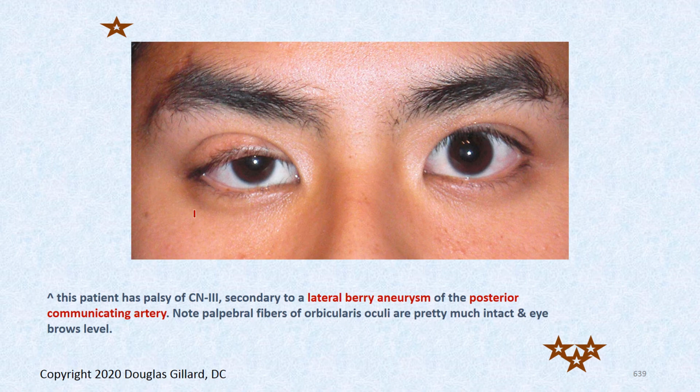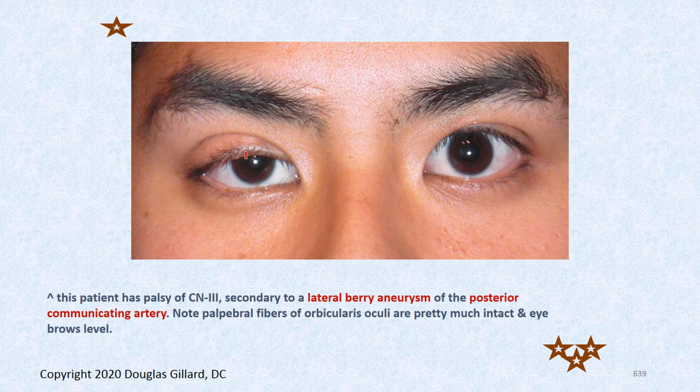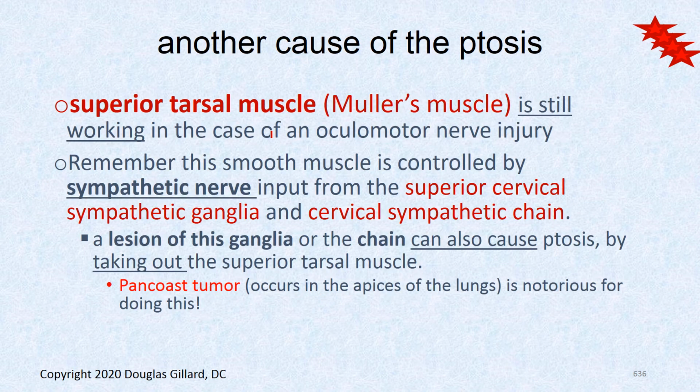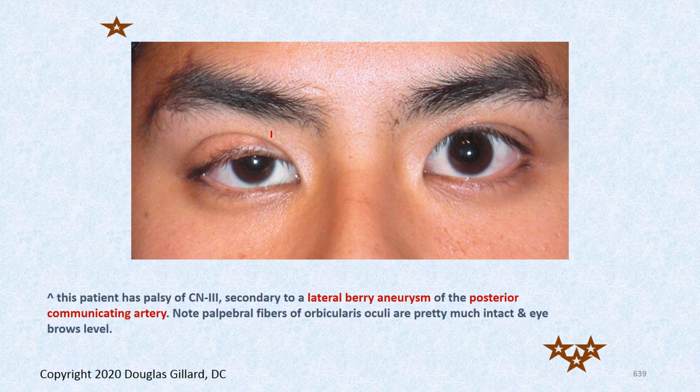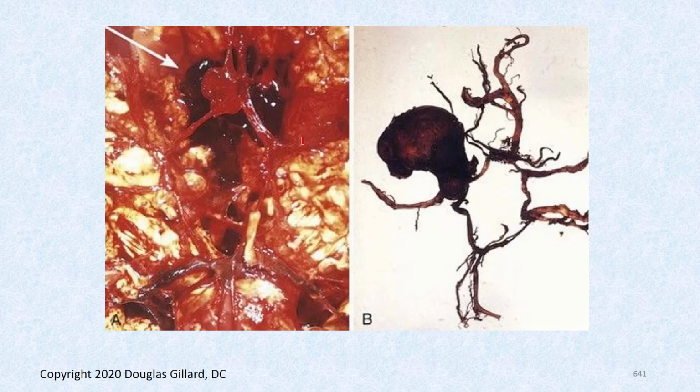Here's another slight ptosis. So this is a Berry aneurysm patient. See, it's not nearly as bad as that, the brow ptosis from cranial nerve 7. Why? Because only levator palpebrae superioris is affected here with this one. Okay. All right. Out of the rabbit hole. I'm sure they taught you that well in neuroscience, but if they didn't, make sure you know that stuff.